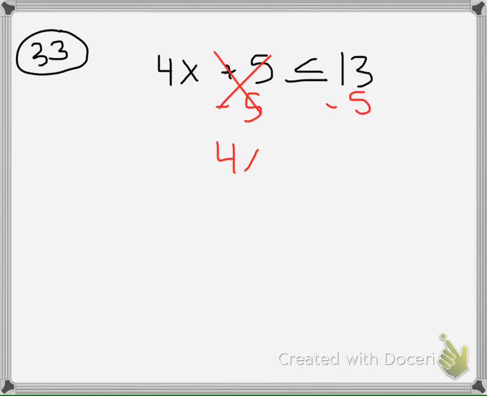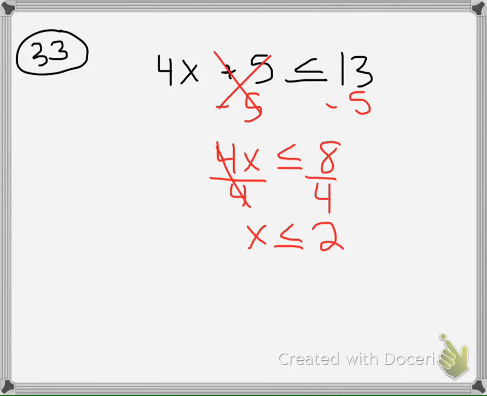I end up with 4x is less than or equal to 8. And then I divide by 4 on both sides. I have x is less than or equal to 2. So x has to be anything less than or equal to 2, which means it can be 2. It could be 1, 0, -1, -2, and so on.